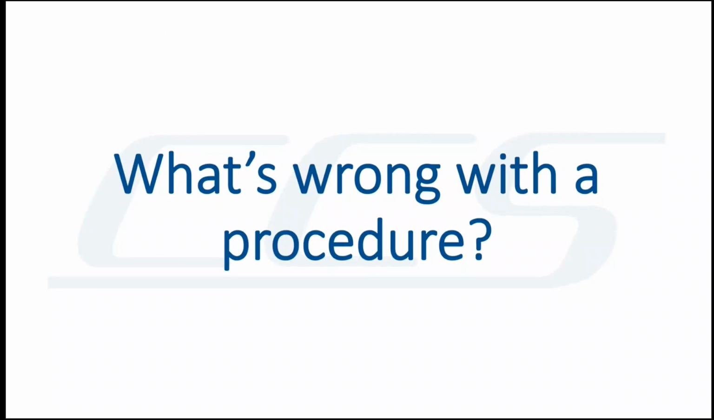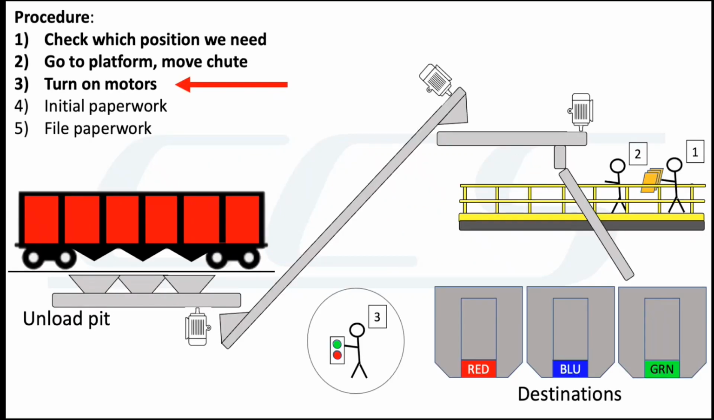Well, here's the root problem of a procedure: a procedure is just a list of steps. But what if you had a new operator, or what if there was a verbal communication that was wrong, or somebody messed up? There's nothing really preventing you from just turning on those motors in step 3, skipping over steps 1 and 2. The diverter's in the wrong position. It's going to the green hopper. We got red pellets, and you can imagine that there's disaster.